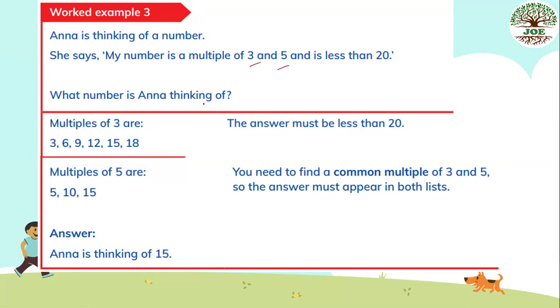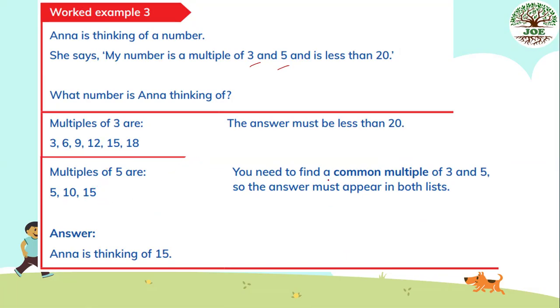First step, we write down multiples of 3 which are less than 20: 3, 6, 9, 12, 15, 18. Another one is 21. 21 is larger than 20, so we stop here. And then multiples of 5 that are less than 20: 5, 10, 15. Another one is 20, but we won't take it.